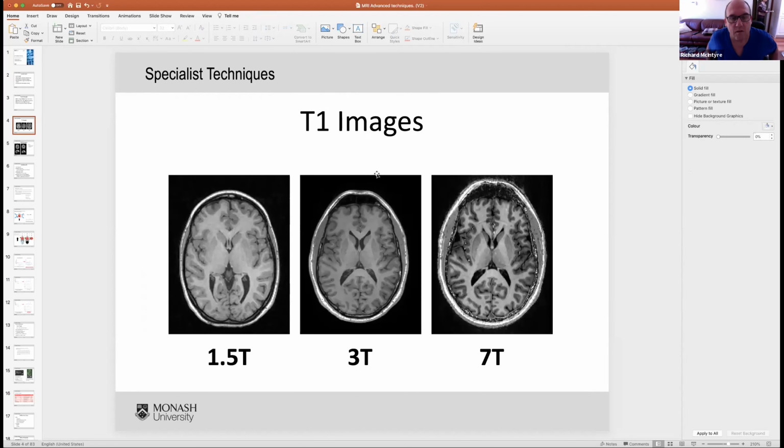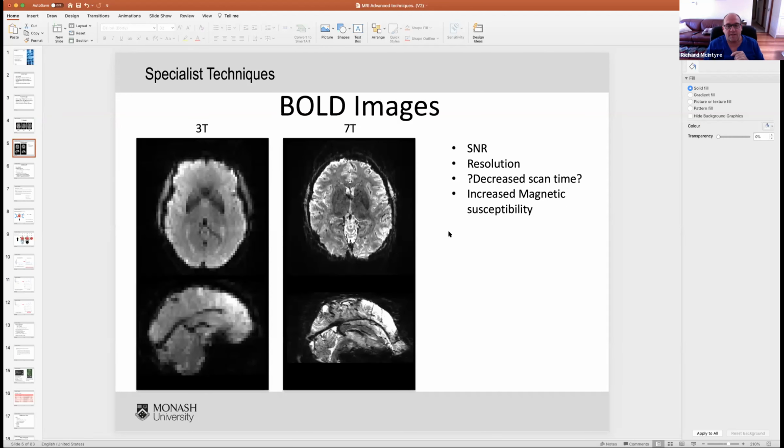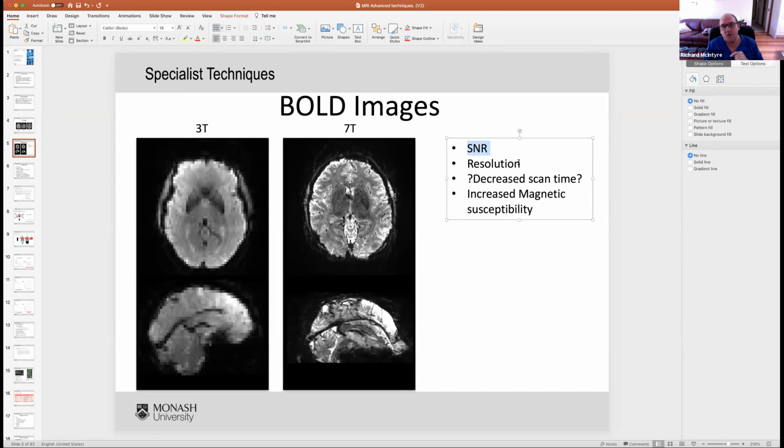So let's go to our T1 images. There's our image, and there's our increased signal to noise ratio. At 1.5T, 3T, and 7T, we have an increased signal to noise ratio, and you can see that clearly in all your images. All right, so we have BOLD images, okay? So we also have increased SNR. We can use that again for resolution, and again for decreased scan time.